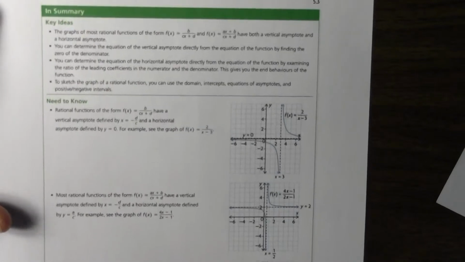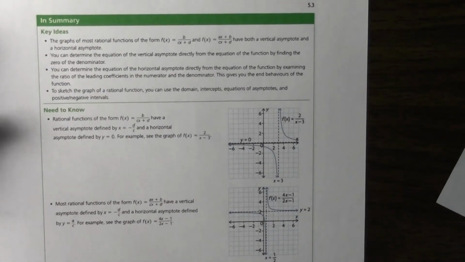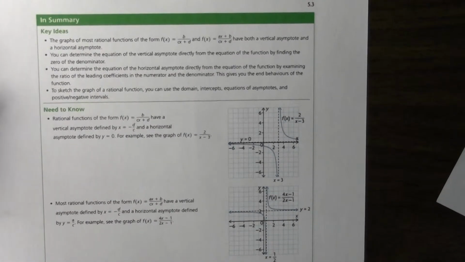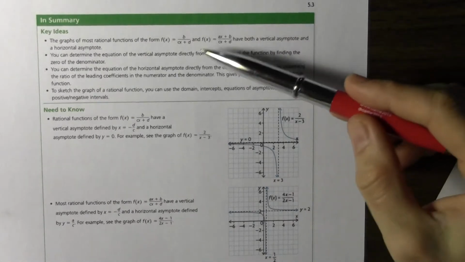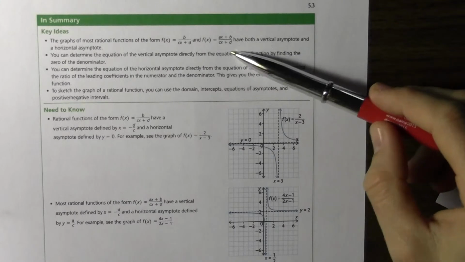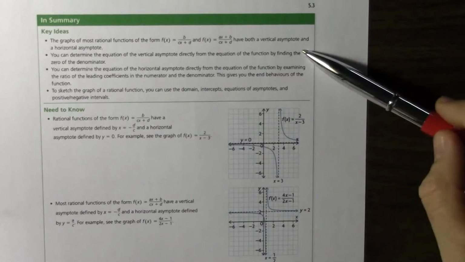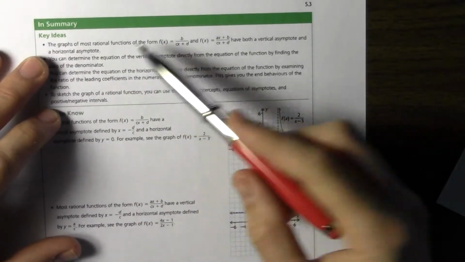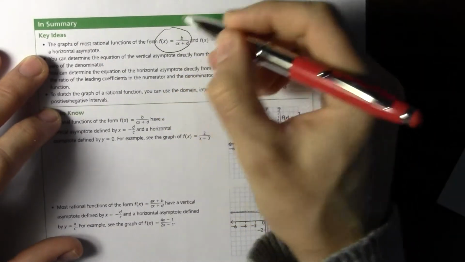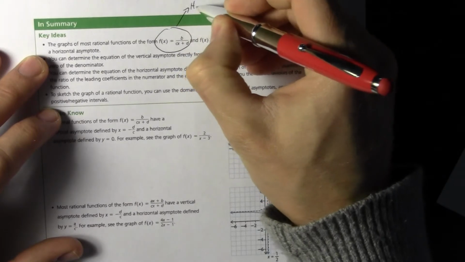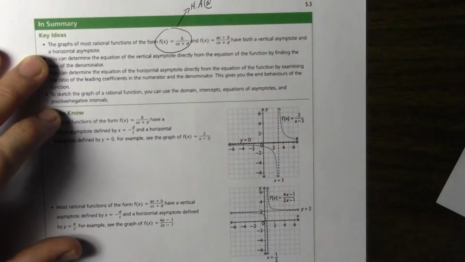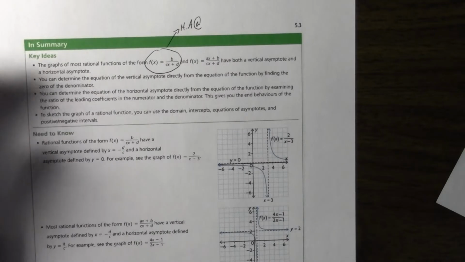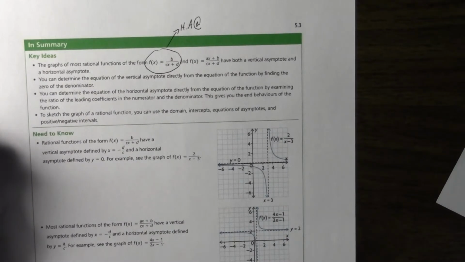All right, let's look at the summary. Okay, the graphs of most rational functions of the form b over cx plus d and ax plus b over cx plus d have both a vertical asymptote and a horizontal asymptote. Okay, so the horizontal asymptote here is what? I don't even need to know the values of the coefficients. What's my horizontal asymptote here? Philip.